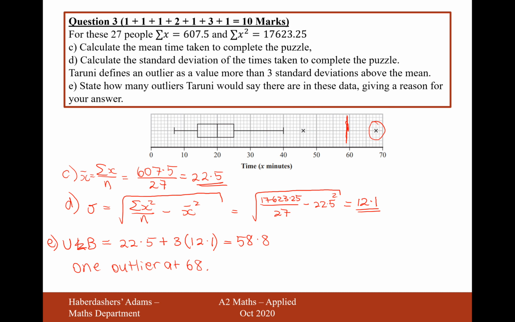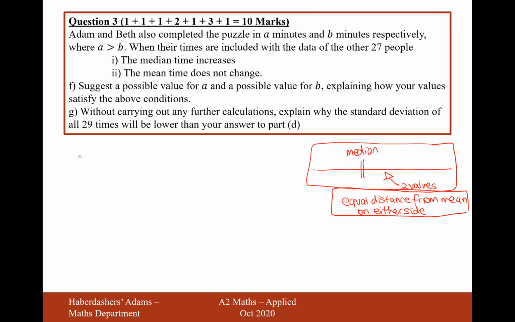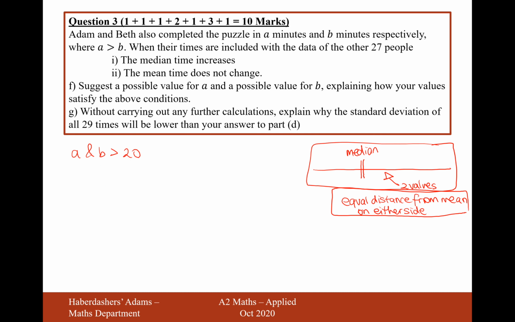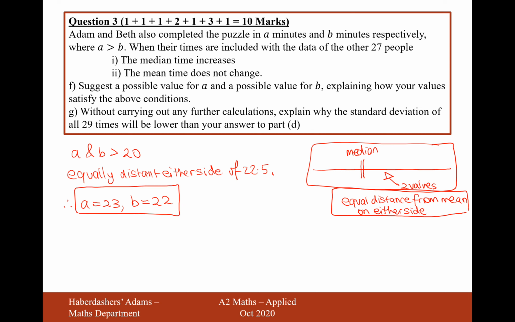Okay, so let's have a look back at what our values were. The median in this question was 20, so A and B are going to be greater than 20, and they need to be equally distant either side of the mean, which was 22.5. So I'm going to therefore suggest that A is going to be 23 and B equals 22. These two values satisfy the condition of both being more than 20, so that will increase the median value, and they're equally distant either side of 22.5, so that will keep the mean the same.